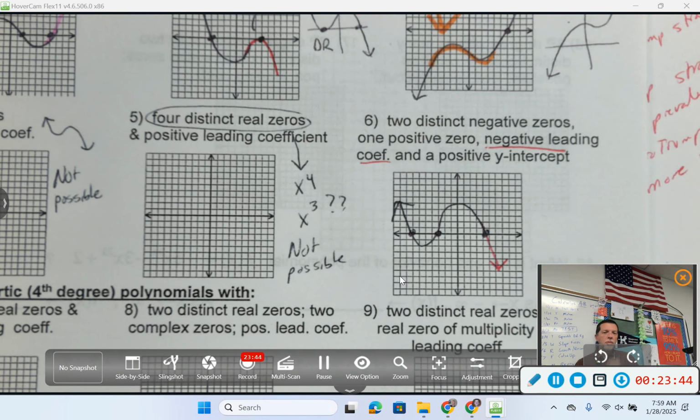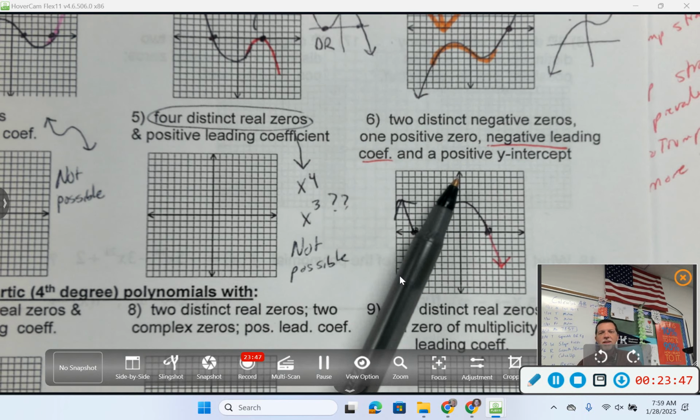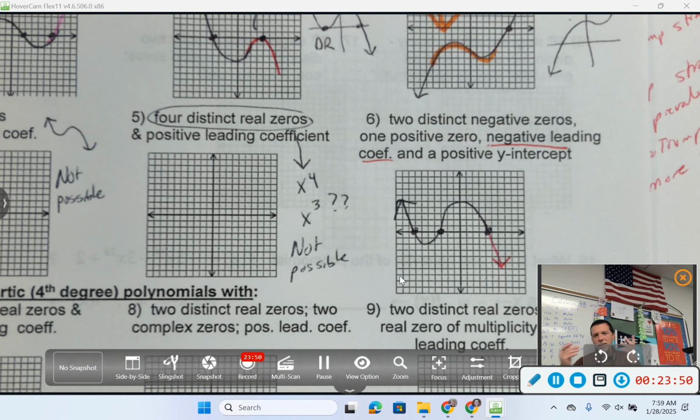I was worried about that one. What if that one had said a negative y-intercept? That's not possible. That wouldn't have worked. The things would just be out of whack.